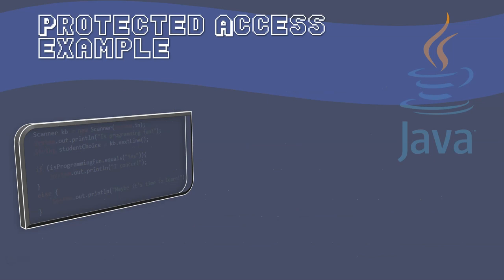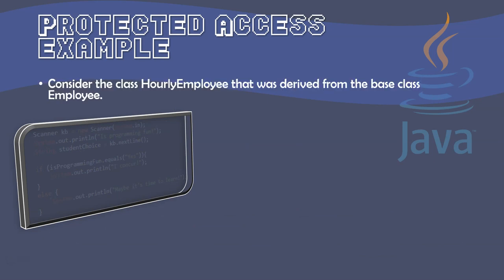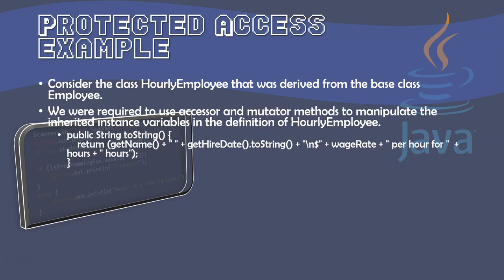Now, let's look at this with some examples. How do we actually use protected? If we look back at our hourly employee that we derived from our employee class, let's just say we're required to use accessor or mutator methods to manipulate the inherited instance variables in the definition of hourly employee. So for example, public String toString, return getName, getHireDate.toString. We've seen this all before, nothing really new.